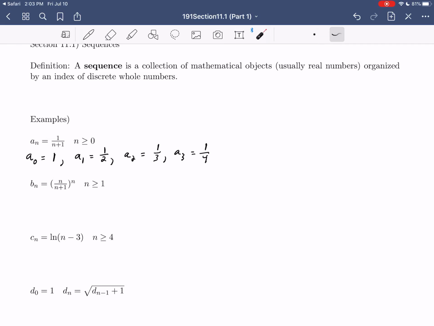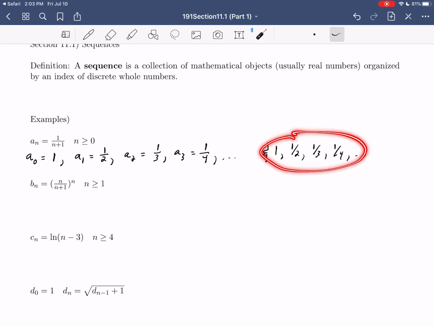If you didn't want to write a0, a1, a2, a3 each time, of course this continues on, you could also use set notation and just say it goes 1, 1/2, 1/3, 1/4, so on. And for us, sequences continue on indefinitely. So you can already probably guess what we're going to be interested in the long run. In the long run, we're going to be interested in where these things head.